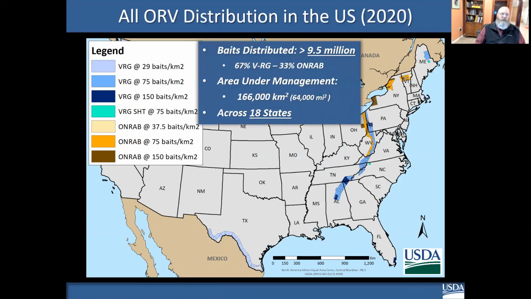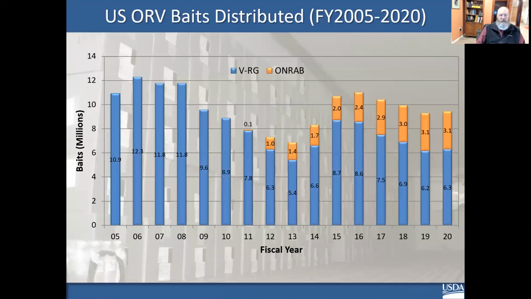That year we distributed about 9.5 million baits, and we had an area under management of about 64,000 square miles across 18 states. And you can see over time that there's a little fluctuation in how many baits we put out. That's all about how we're designing our zones, and our rabies planners, Bob Hale and Bradley Hicks and others, decide how we design the zone and then how many baits need to get on the ground.